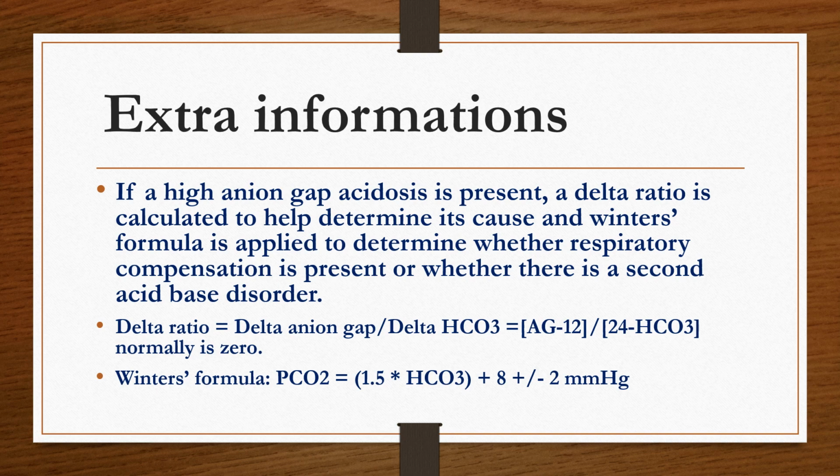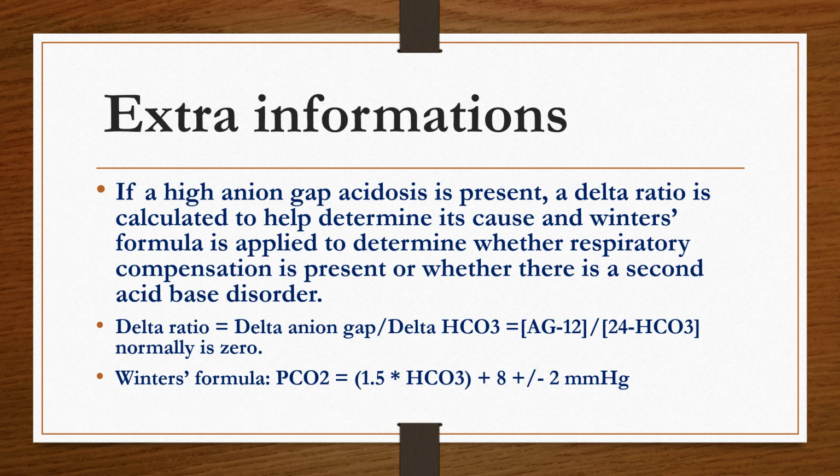Let's talk about some extra information. So if we have a high anion gap metabolic acidosis, we need to measure two things: delta ratio and Winter's formula. Delta ratio is calculated to help determine what is behind the high anion gap metabolic acidosis. And Winter's formula is applied to determine whether there is a respiratory compensation. Is it adequate or not? Because normally when you have metabolic acidosis, there is a respiratory compensation expected.